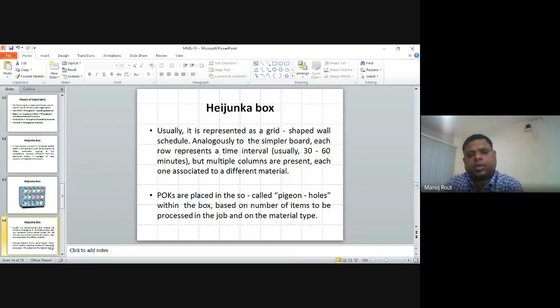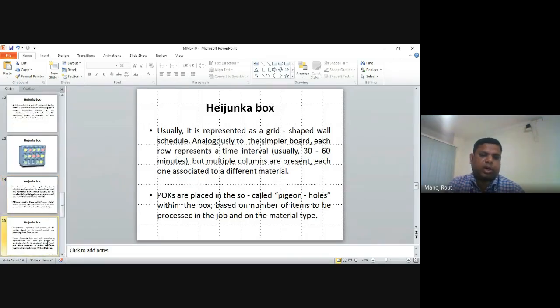Then moving to the next, as far as the product order Kanban are concerned, they are placed in what are called pigeonholes within the box, based on the number of items to be processed in the job and on the material type. So as far as the Kanban system is concerned, in case of one system Kanban or two system Kanban, the product order Kanban should be known as your pigeonholes, and within that box, a number of items to be processed in the job. Next, the material type should be mentioned in the Heijunka box, and depending upon the time interval, it is also mentioned in that box.